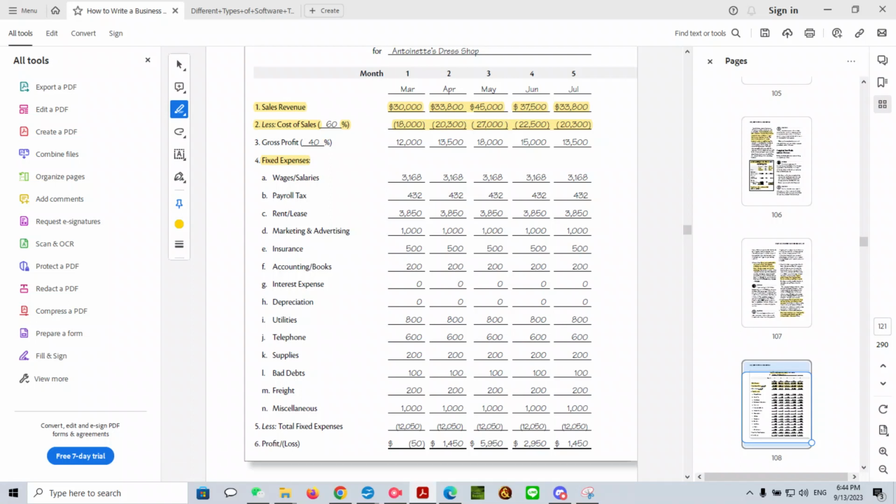Then we have a profit or a loss. Do we have a profit or do we have a loss? If it's in parentheses, it's a loss. If it's not in parentheses, it's a profit. Why? If it's a loss, it means your expenses were more than your revenue. Remember, what we're calculating is the expenses. So we look at the total fixed expenses. When we add up all these, we get this amount.